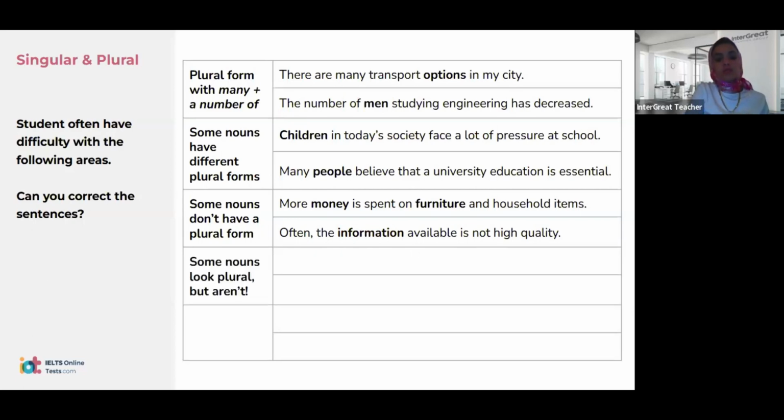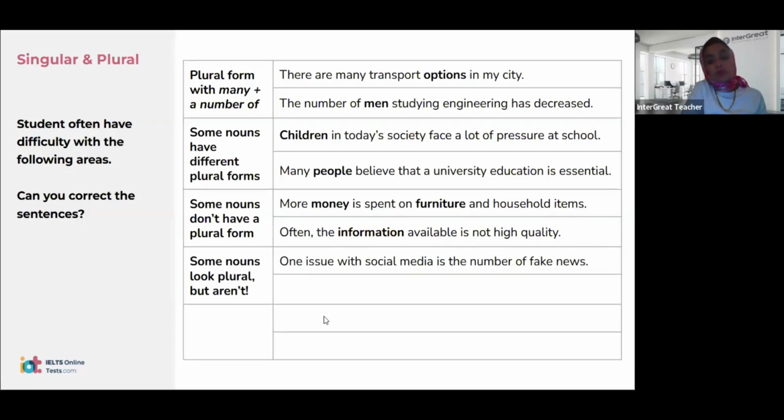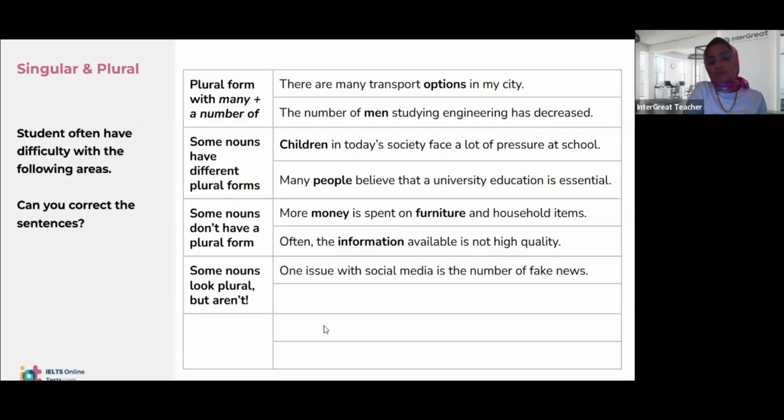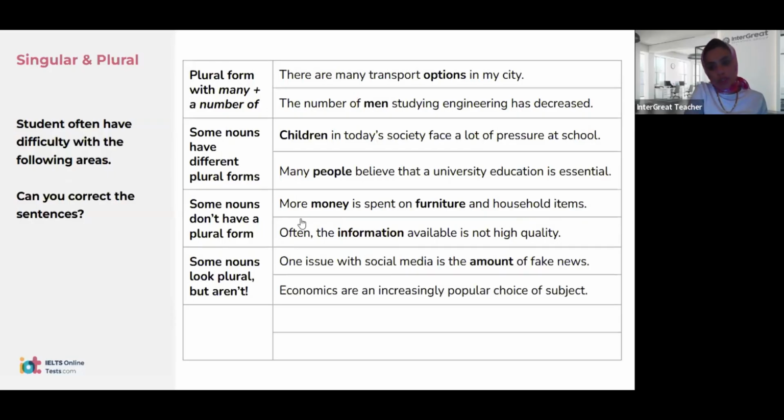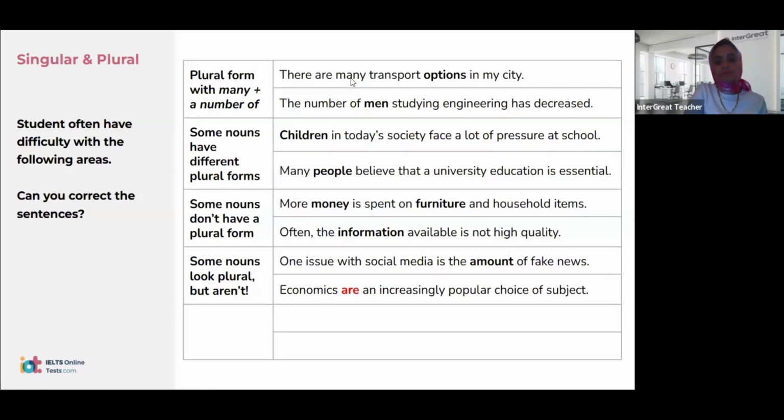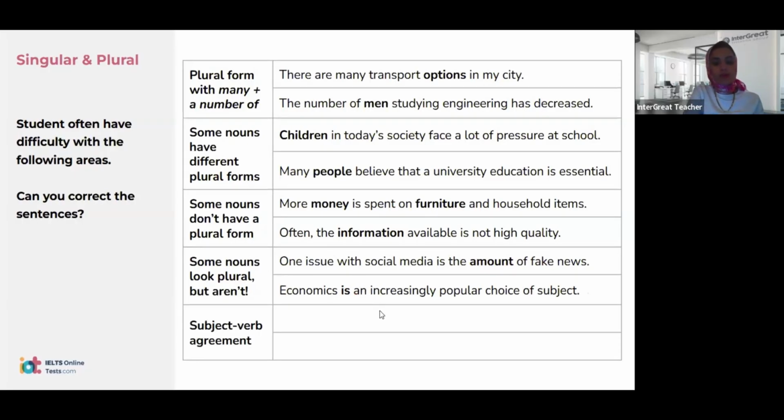Okay. Some nouns look plural, but they aren't. Let's see here. One issue with social media is the number of fake news. Which noun here looks plural, but actually is not plural? Excellent. News. News is not plural, right? It's singular. Economics are. Of course, economics is, because this is a subject or a topic. So you cannot say economics are. Physics. Yeah, so here the problem is the same.